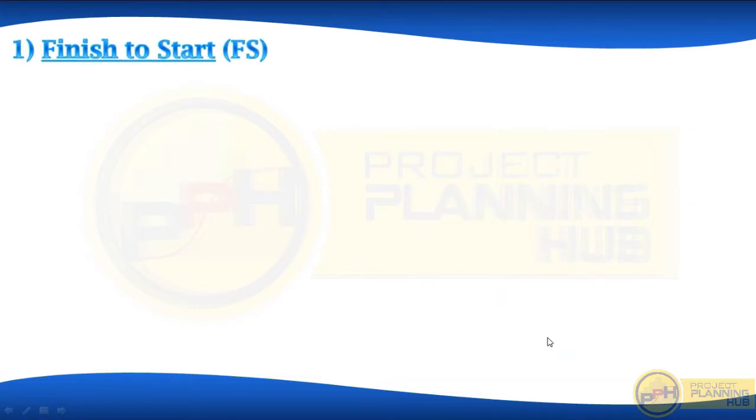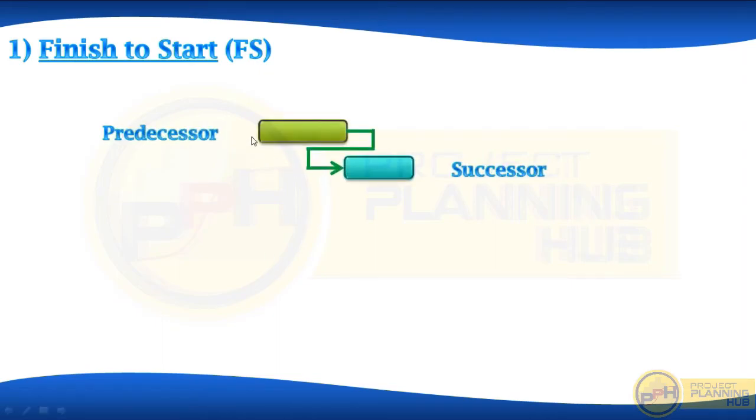First, finish to start, FS. Okay. So this one means the predecessor activity should finish before starting the successor activity. Here the first activity is called the predecessor and the second one is called the successor.